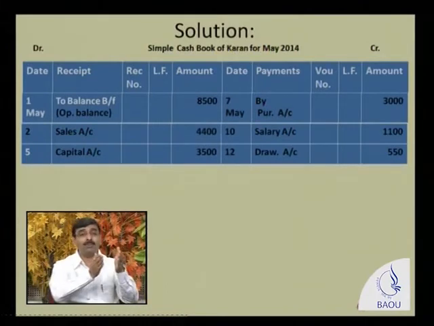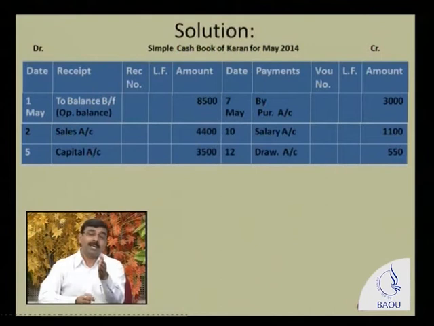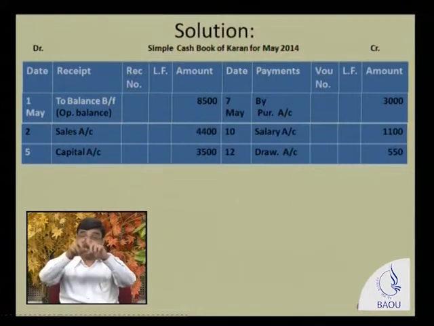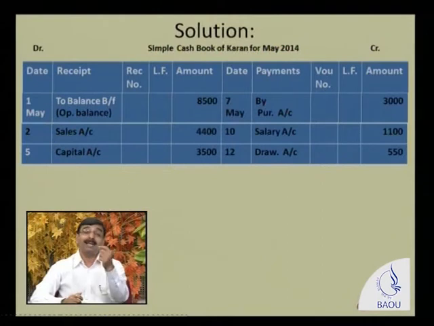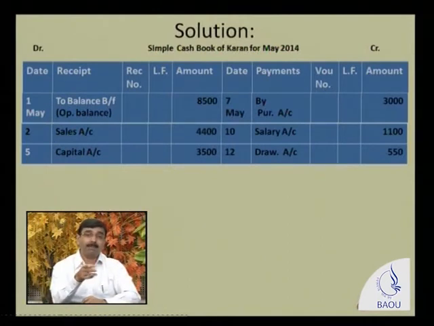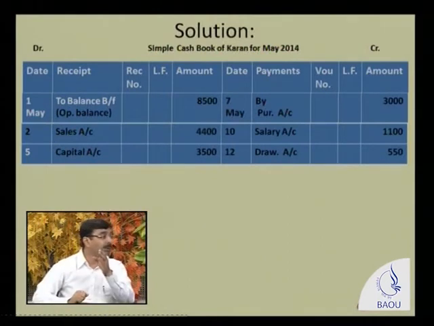Again, it's a cash account debit, so it would be posted in the cash book on the debit side. The date is 5th. We are preparing this cash account, so the opposite name will be recorded on the receipt side, that is capital, and in front of the capital 3500 rupees is going to be written.